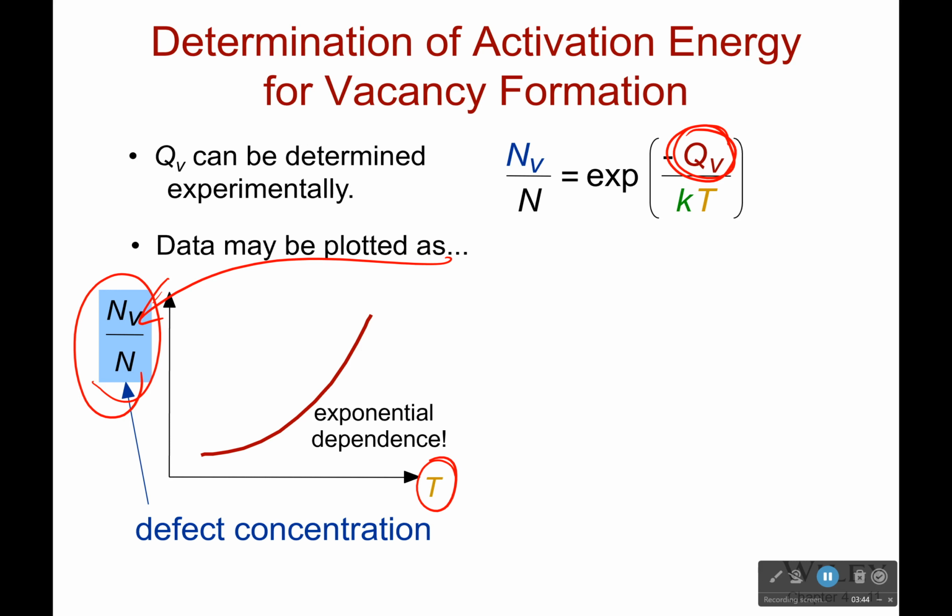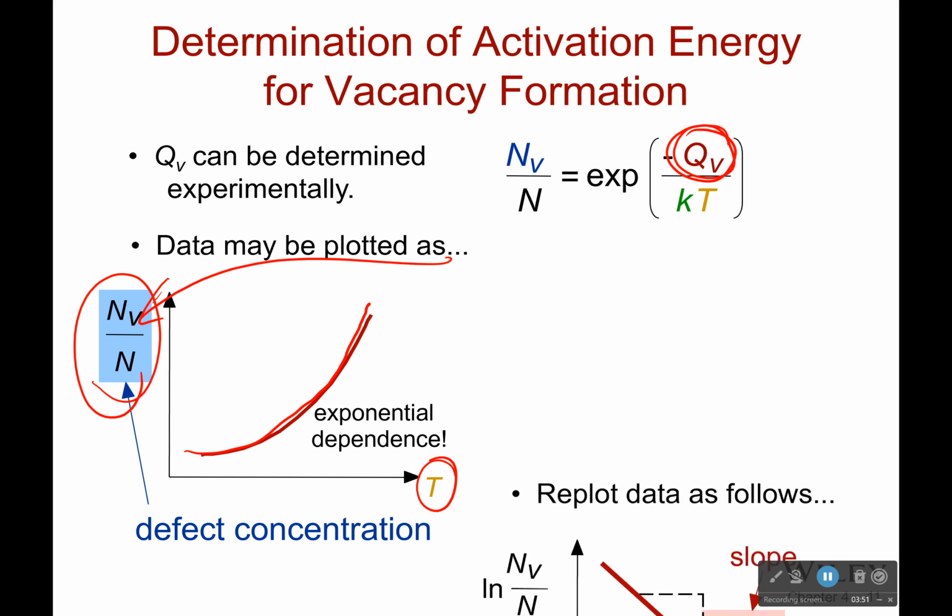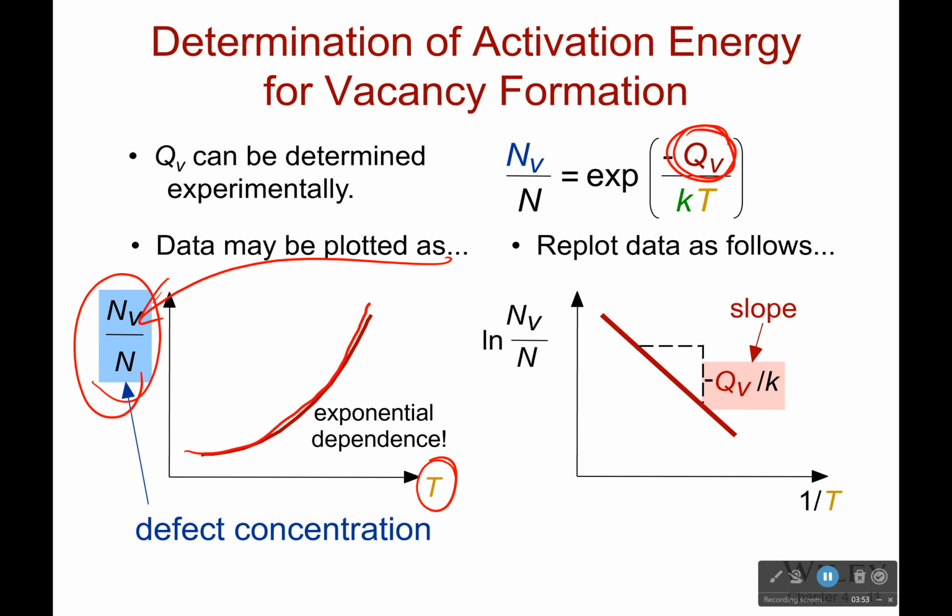What we're going to see is that this has an exponential dependence. As we increase the temperature, the number of vacancies increases exponentially. And then if we do something called a log plot, where we take the log of our vacancy fraction and plot it versus inverse temperature, because this is 1 over T, not just T, we can then figure out the activation energy for vacancies right here, because that will be the slope.